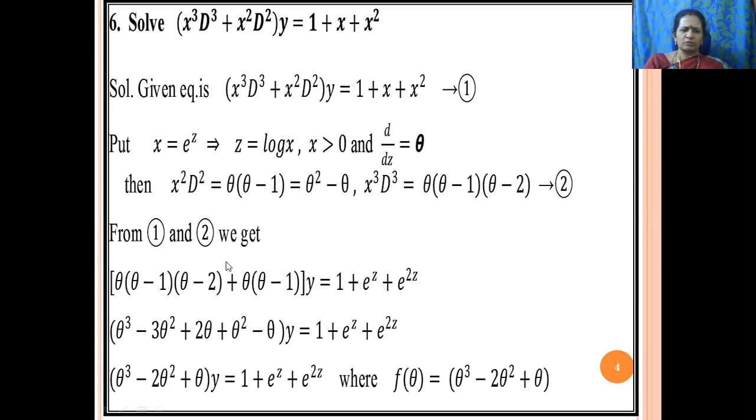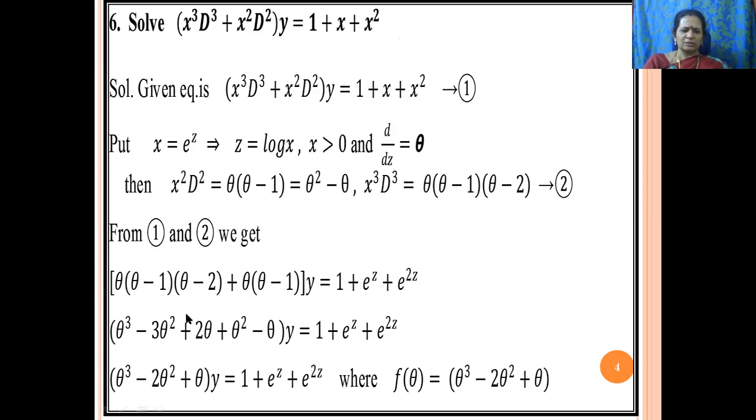our differential equation can be written like this. Overall, we can take y as common here, and the right side is nothing but Q of x. This is nothing but 1 plus x squared, where x is e power z and x squared is e power 2z. So this can be written as Q of x.